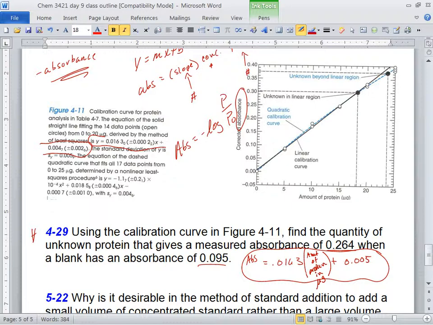So they're saying that you made a whole bunch of standards with these proteins. You did a regression analysis on it after measuring absorbance of all these external standards, and you came up with this regression equation. You measure an unknown, and you get 0.264. A blank has an absorbance of 0.095. Why are they telling you this? What do they want you to do?